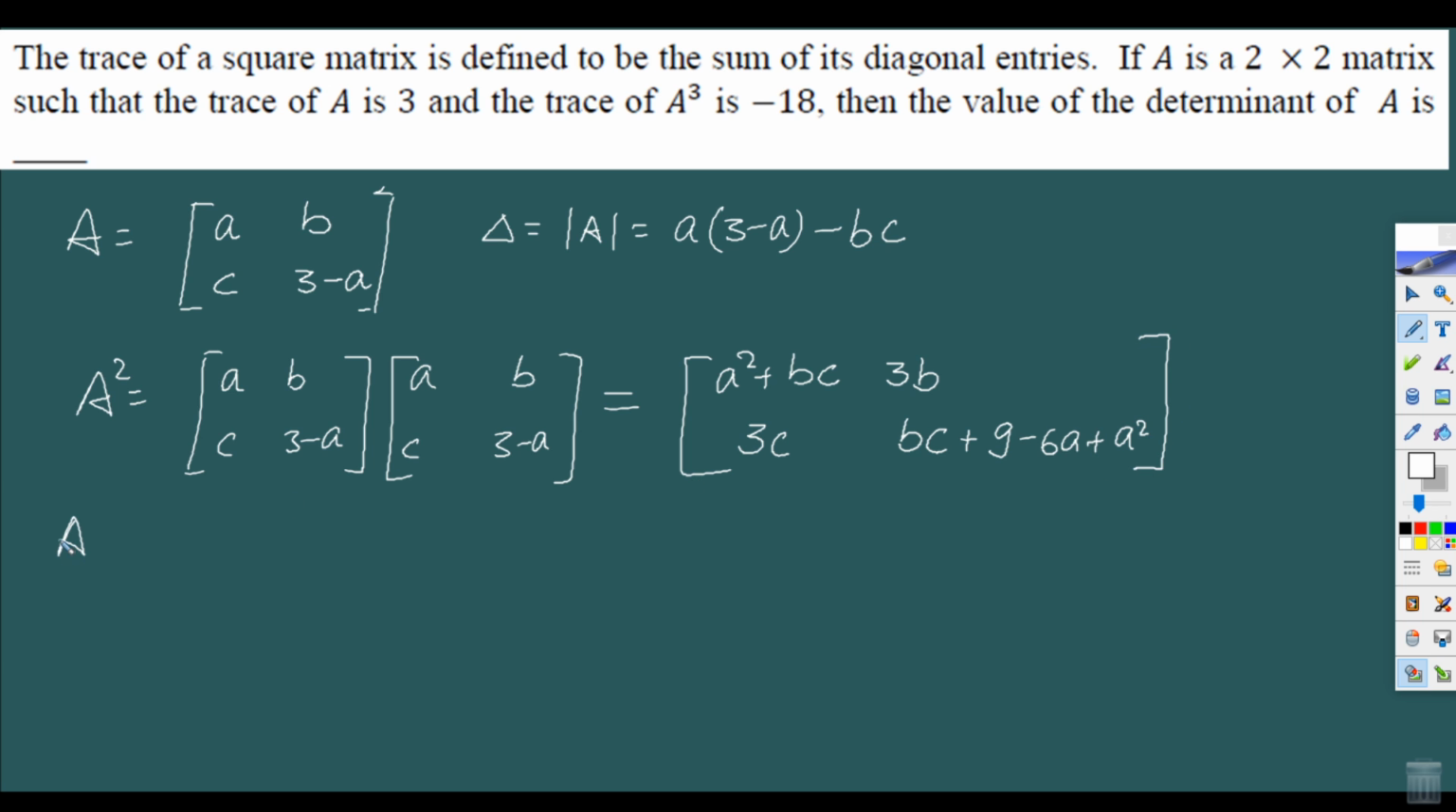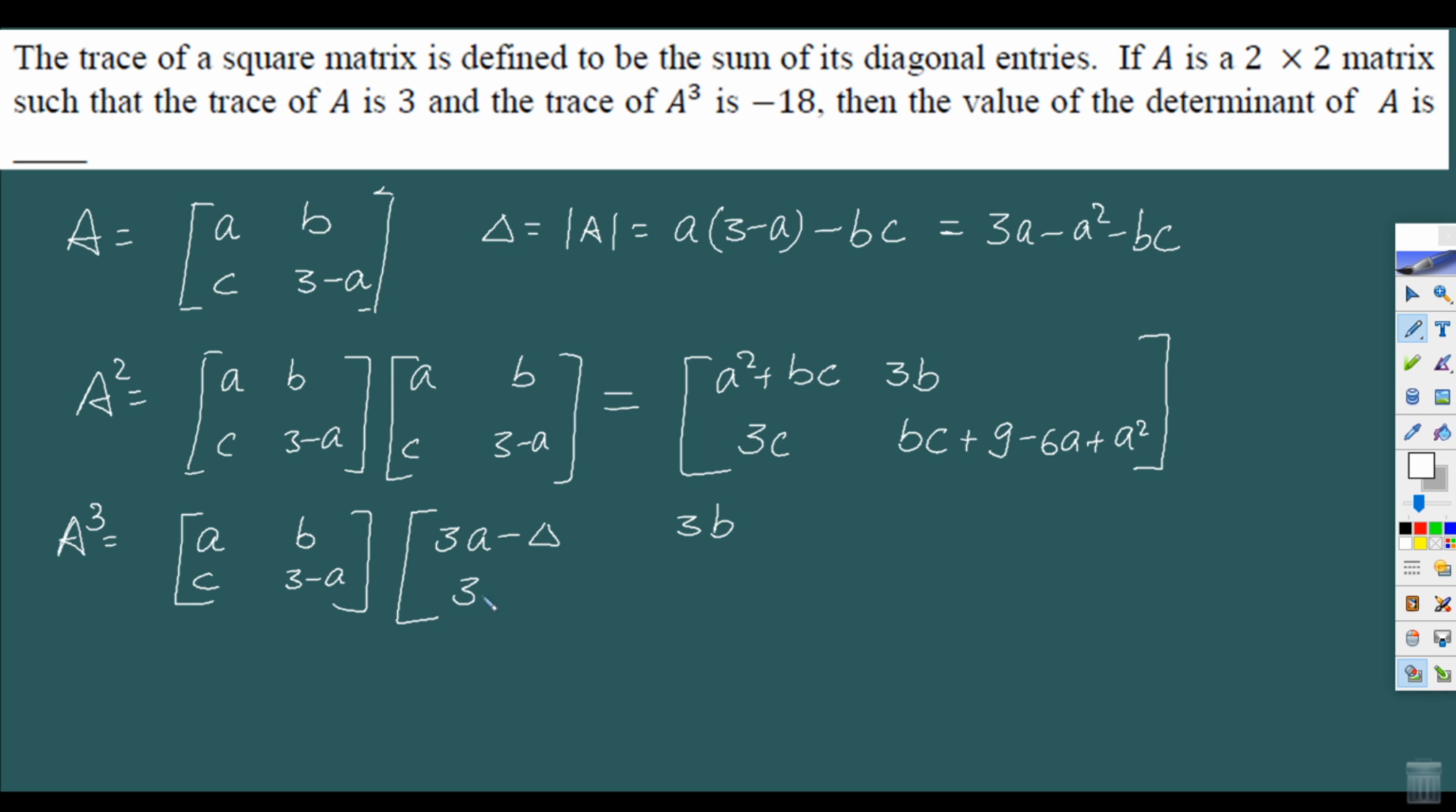To get A cube, because trace of A cube is involved, I again multiply A with A square. A is A, B, C, 3 minus A, and A square is A square plus BC. Now if you look at delta, let us try to get maximum terms in terms of delta, because that is what you have to evaluate. So you realize that 3A minus A square minus BC is your delta. So A square plus BC can be written as 3A minus delta. This is 3B. This is 3C.